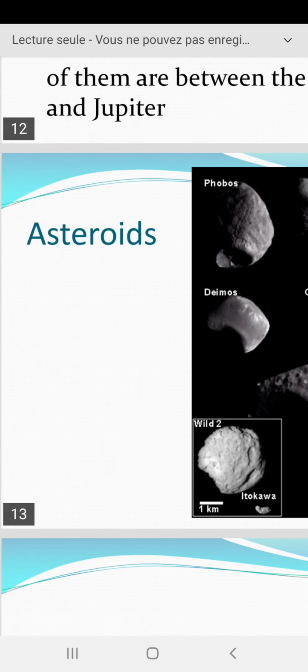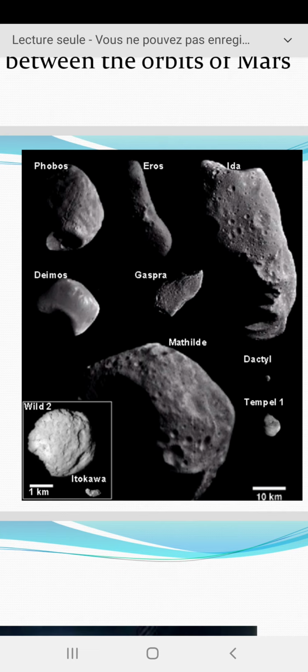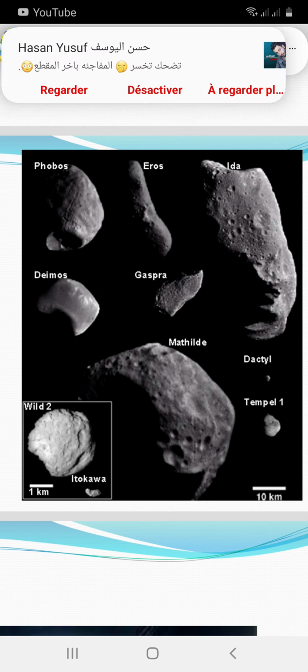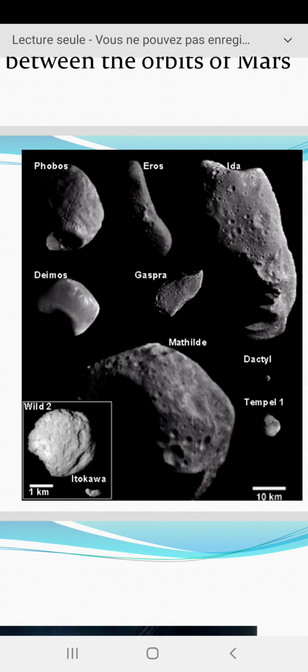Now here is a picture of asteroids. Look at their shape. They are not circular in shape. You see, they are not spherical, they are not oval, not round. No, they are just rocks, big rocks.